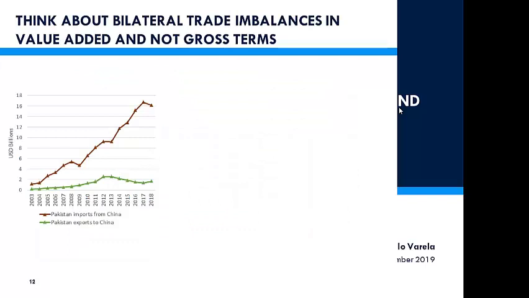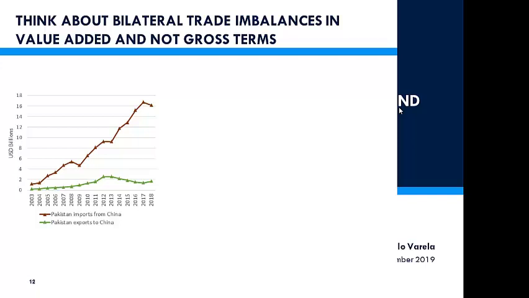It also has implications for what we think about bilateral trade imbalances. I'm Uruguayan, but I live in the United States. In the United States now, they talk a lot about bilateral trade deficits. The current president focuses a lot on bilateral trade deficits, and this is something many people focus on. What you have in that chart is the bilateral trade between Pakistan and China. From 2003 to 2018, exports of Pakistan to China increased, but exports of China to Pakistan increased by much more, right? People worry about that. People say that the China-Pakistan free trade agreement is not benefiting Pakistan, right?